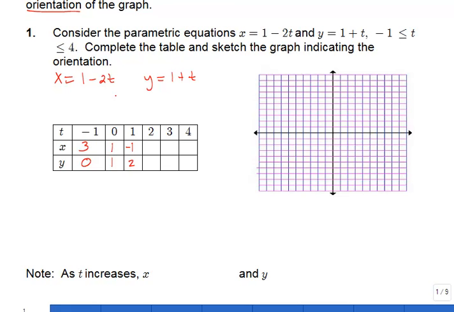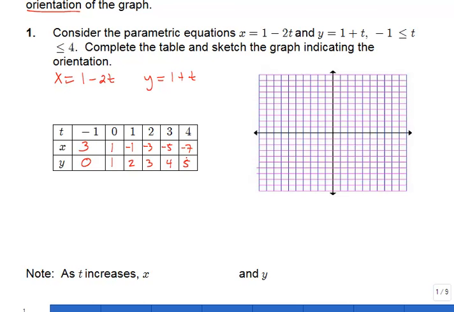Let's let t be 2. 2 times 2 is 4, 1 minus 4 is -3, and 1 plus 2 is +3. If t is 3, we get 2 times 3 is 6, 1 minus 6 would be -5, and 1 plus 3 would be 4. And finally, if t is 4, 2 times 4 is 8, 1 minus 8 would be -7, and 1 plus 4 would be 5.